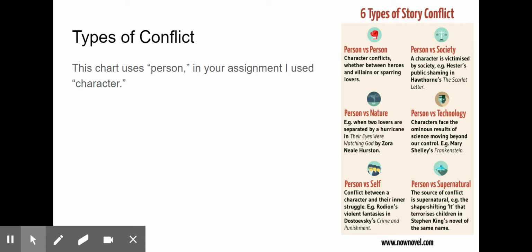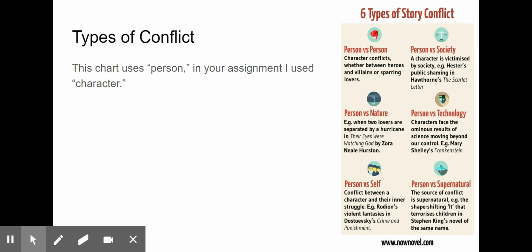Person versus society conflicts. Those are where a character or a person is in conflict with multiple people or a general society, a they, that is standing in opposition to the character and their goals. So the conflict is driven as the person stands up to or fights against a society that stands against them.